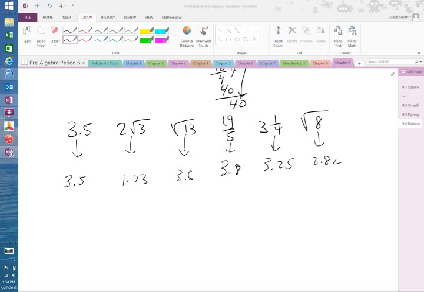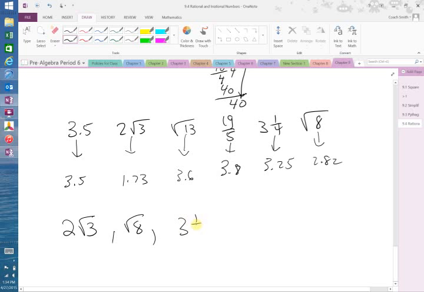Okay, so we put them in order now using their original number. So it gives me 2 times the square root of 3. And then that's going to give me square root of 8. That's going to give me 3.25, 3 1/4. So I've used that one, and that one. So 3.50 is less than 3.25. Next one is 3.5. Next one is square root of 13. Next one is 19 over 5.